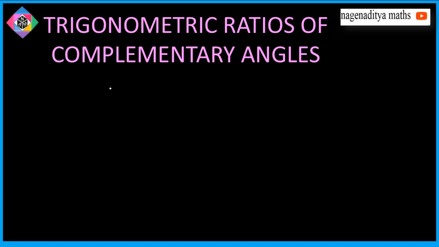Next one, trigonometric ratios of complementary angles. Complementary angles, you all know: పూరక కోణాలు, త్రికోణమితీయ పూరక కోణాలు. So complementary angles: if the sum of two angles is 90 degrees, then those angles are known as complementary angles. రెండు కోణాలు మొత్తం 90 డిగ్రీలు అయితే వాటిని పూరక కోణాలు అని అంటాం.